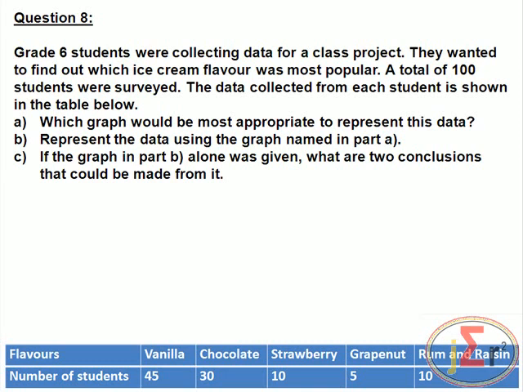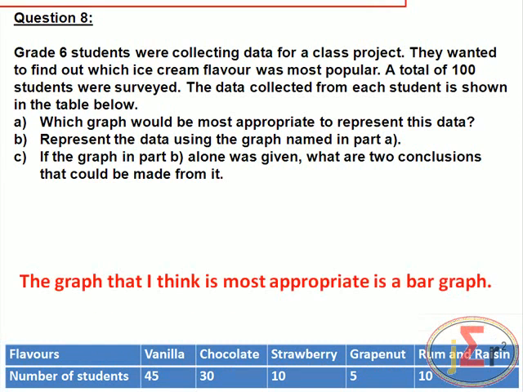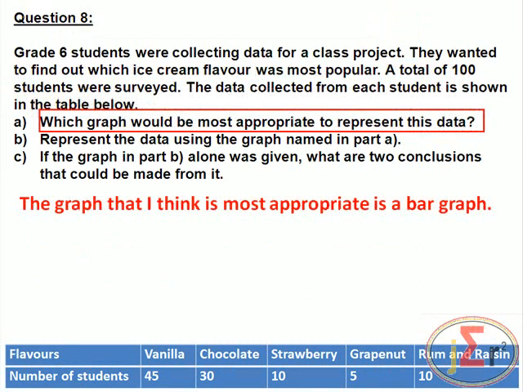Which graph would be most appropriate to represent this data? Represent the data using the graph named in part A. If the graph in part B alone was given, what are two conclusions that could be made from it? Two conclusions that could be made. First of all, which graph would be the most appropriate to represent this data?